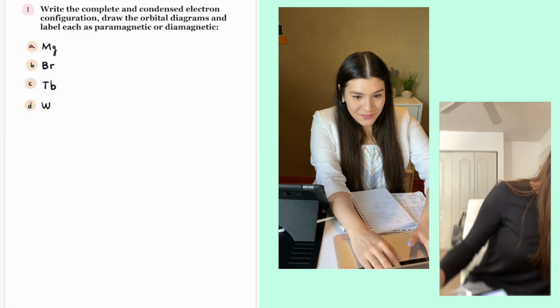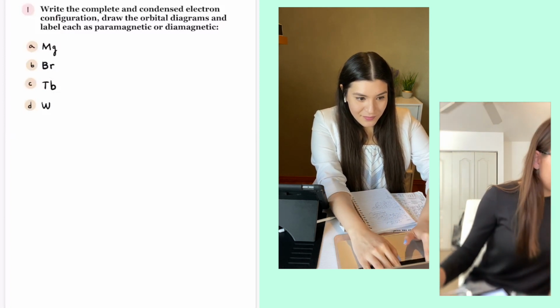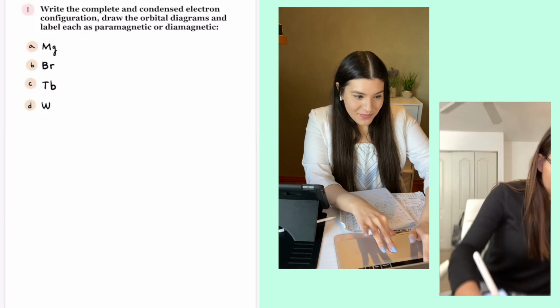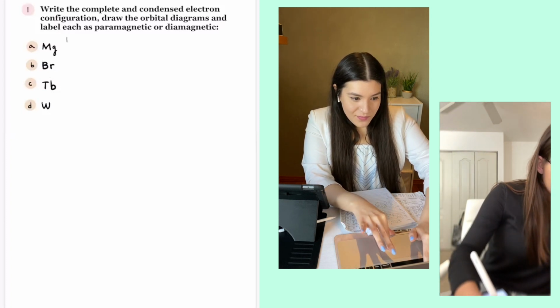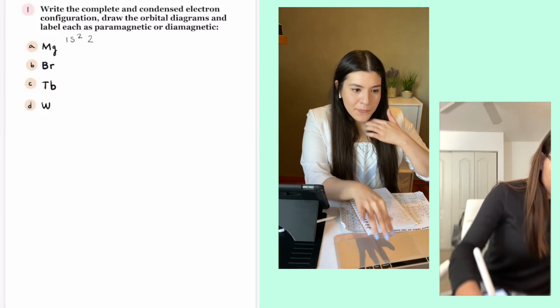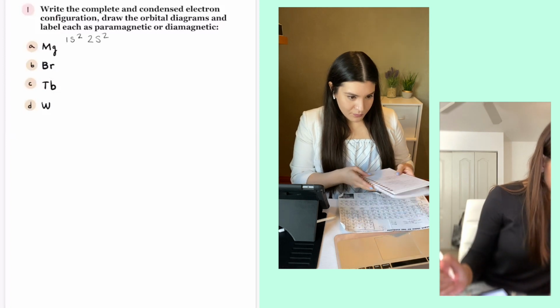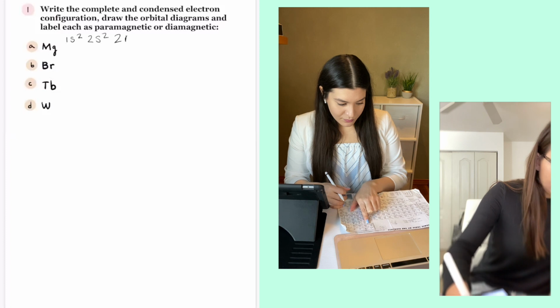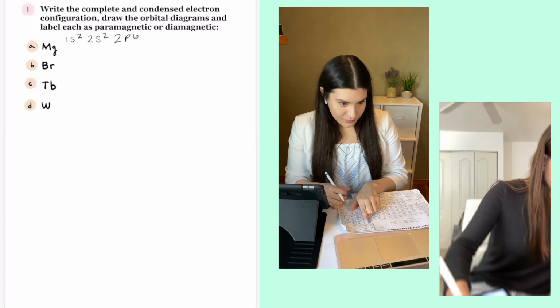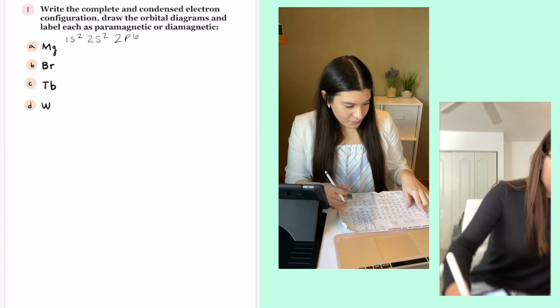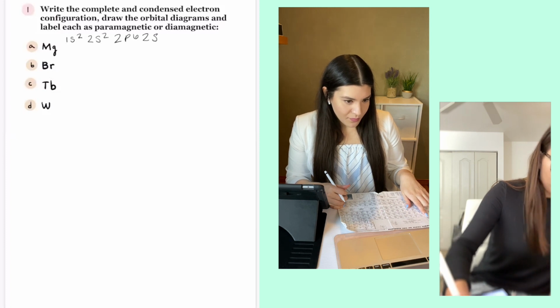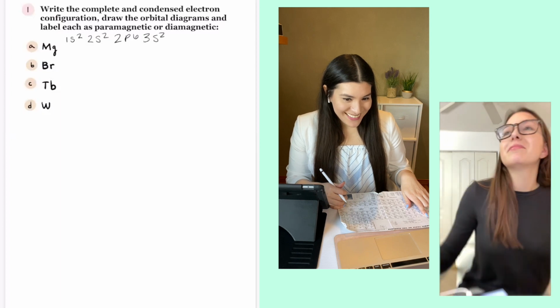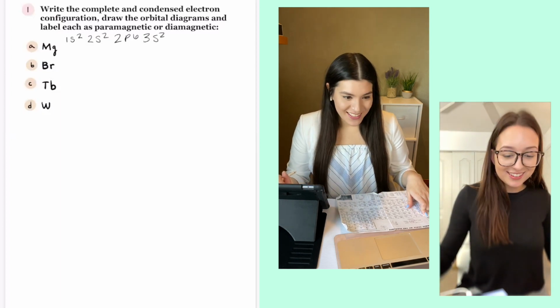I'm trying to find magnesium on here. Okay, there it is. Oh, this shouldn't be too bad. Okay, so we're going to start out with 1s2, and then 2s2, and then 2p6. Good. And 2s, just kidding. We just moved to 3. 3s2, that's it. Perfect. That's correct.